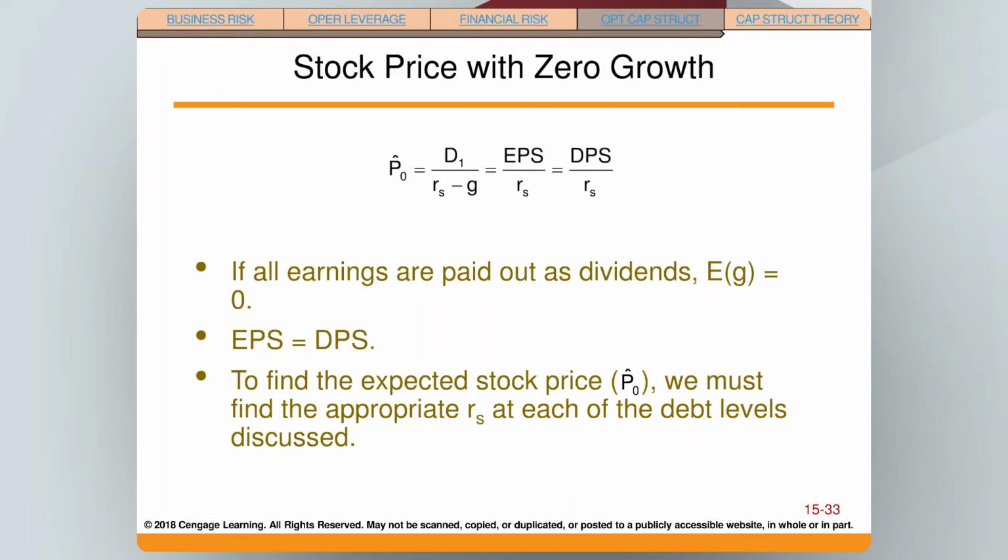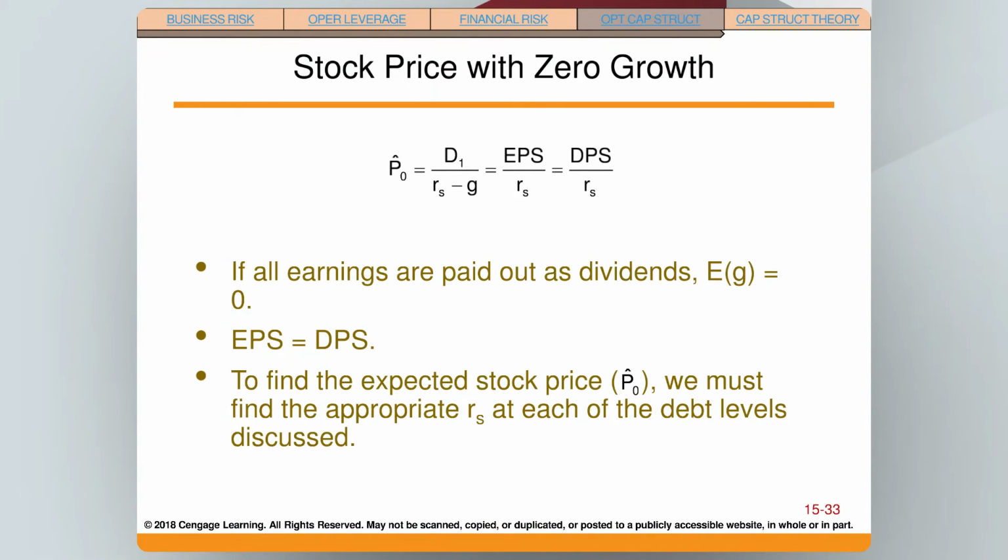So, stock price with zero growth. This is the formula of the stock price. P0 equals D1 over RS minus G. Do you still remember this? Hopefully, yes. We discussed this in the stock valuation. It is equal to EPS over RS or DPS over RS. If all earnings are paid out as dividends, EG is equal to 0, meaning EPS is equal to DPS. So EPS will equal the dividend per share.